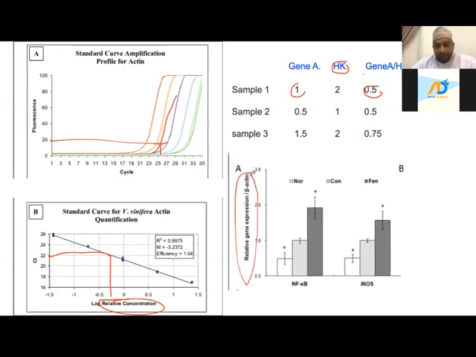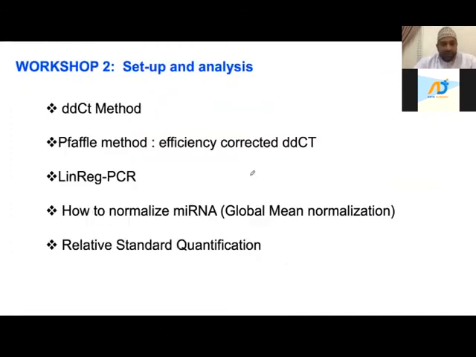So in the workshop, I'm going to discuss all of this. We're going to follow up with this workshop. We're going to do how to set it up. I'm going to show you how to do the delta CT method. And then I'm going to show you how to use the Pfaffl method, which is the efficiency-corrected delta CT.